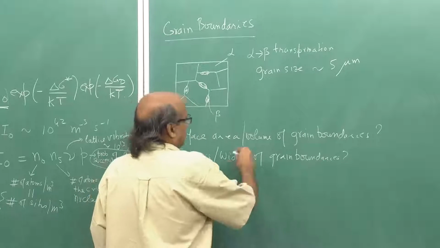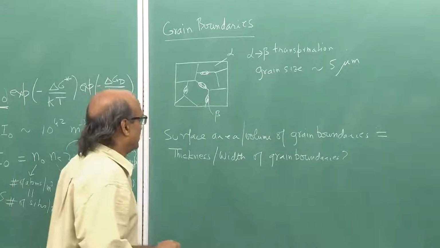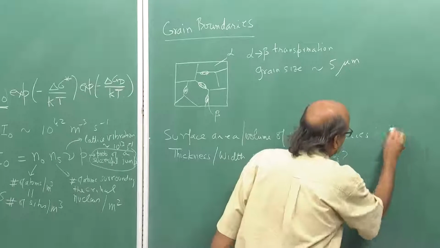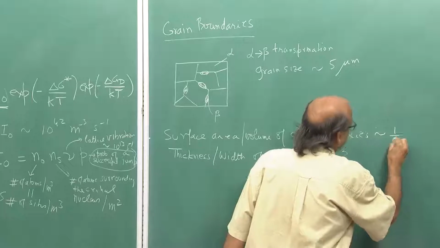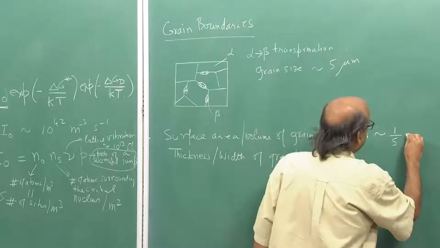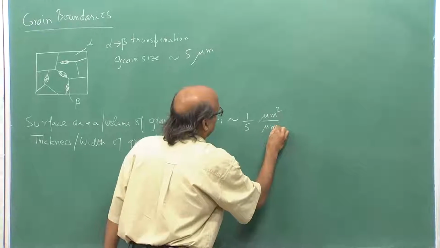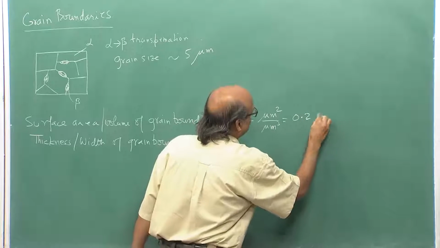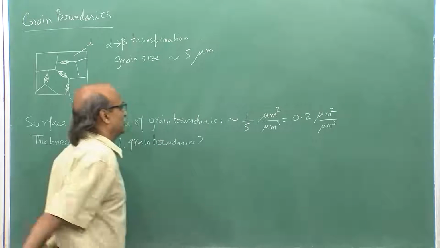Then the surface area per unit volume of grain boundaries, and we are only doing an order of magnitude estimate, is of the order of 1 upon 5, just the inverse of the grain size. Let me write the units as micrometers upon micrometer cube, which is equal to 0.2 micrometer square upon micrometer cube.